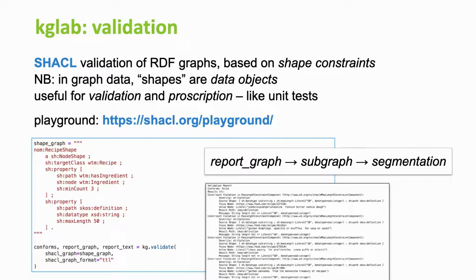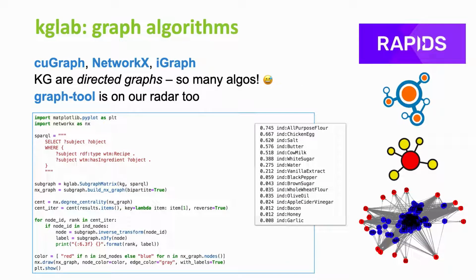SHACL is, I think, one of my favorite more recent additions to the W3C stack, and certainly being able to do shape constraints for validation and prescription. Really a lot of great use cases like unit tests. Of course, there's a wide range of different types of graph algorithms, but we provided pathways for integration of NetworkX, iGraph, and of course cuGraph out of Rapids for GPU use. And we've been looking at graph-tool as well to integrate that further.